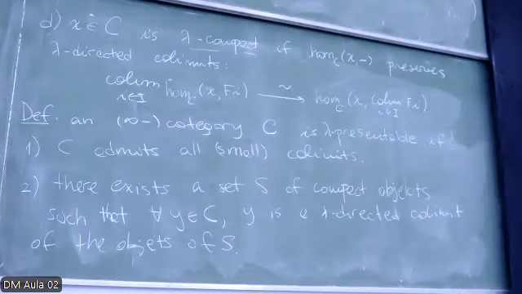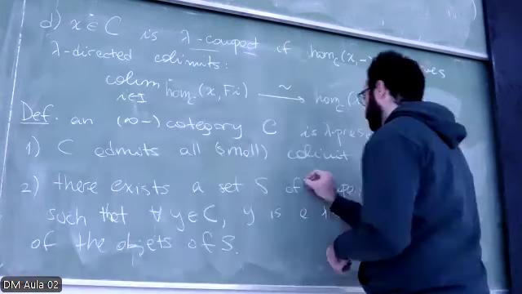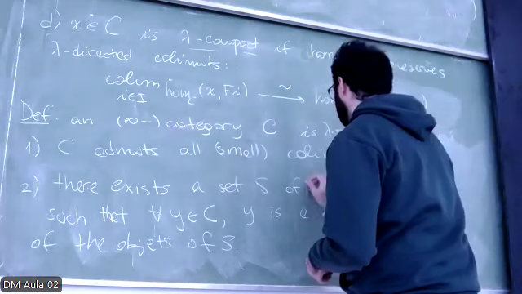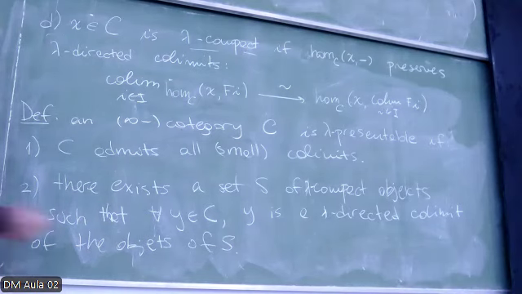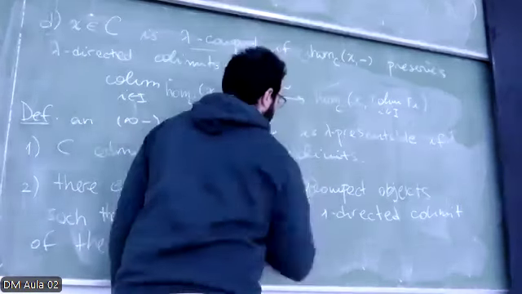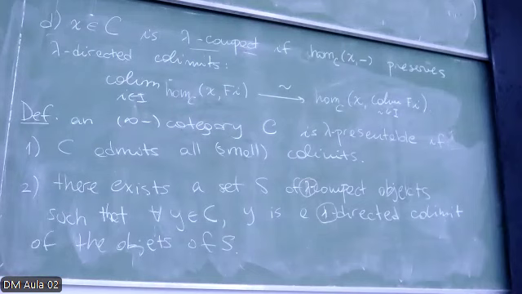Sorry, there's a question? Yeah, they're lambda compact, yeah. Sorry. So let me search for a color here. I don't know if the light will allow it to be shown, but yes, lambda appears twice. The generator set is lambda compact, and the colimits are lambda directed.